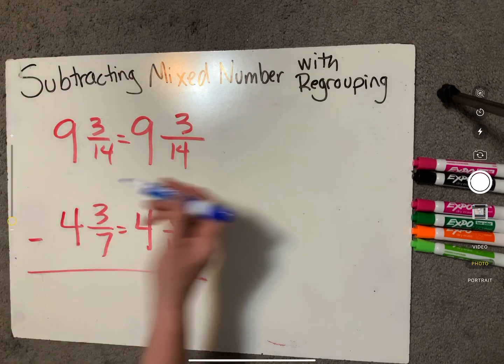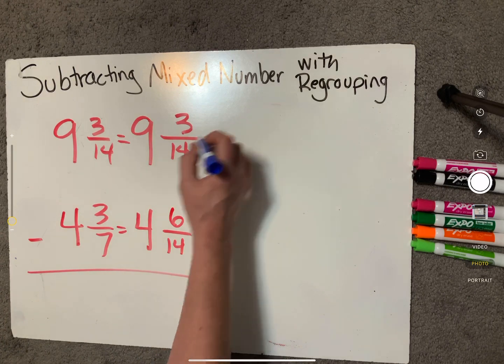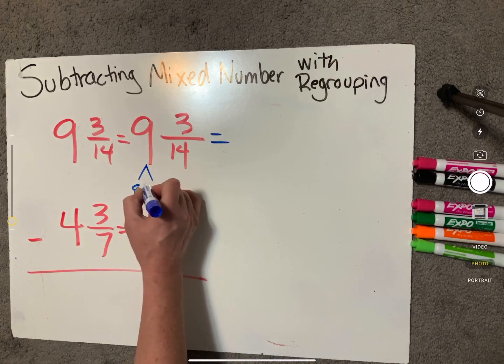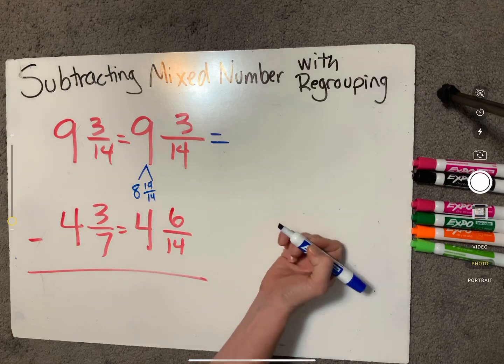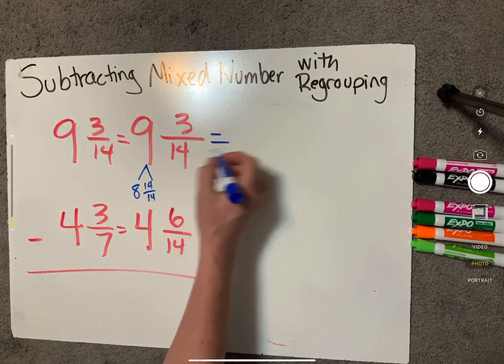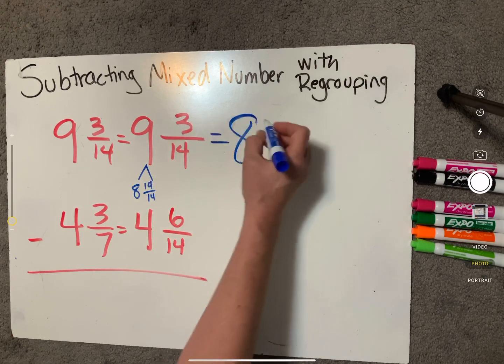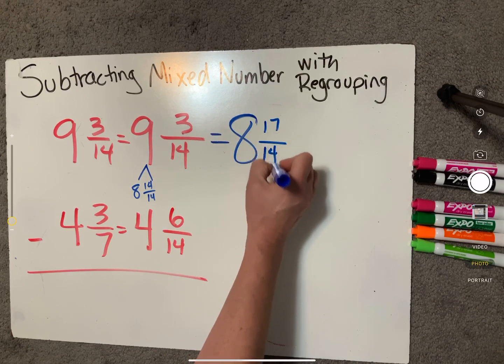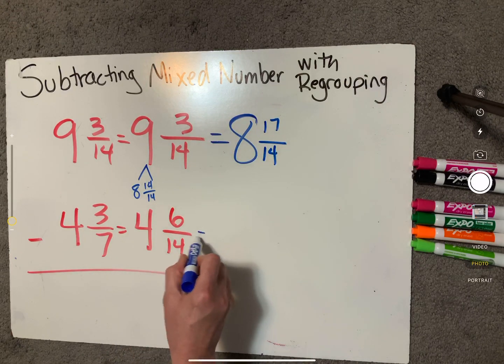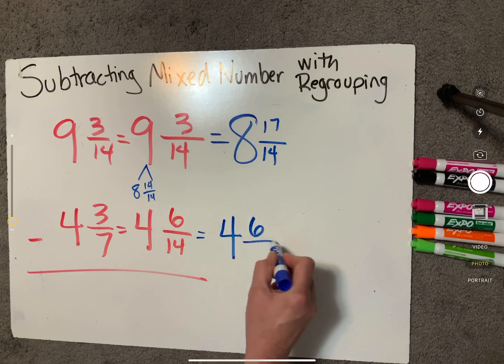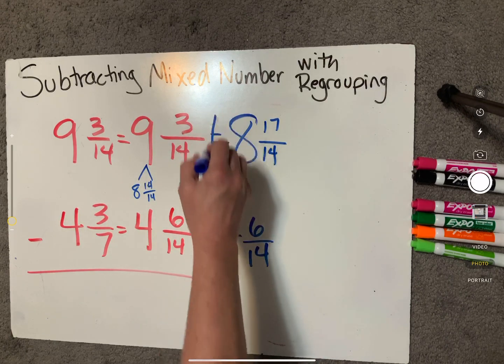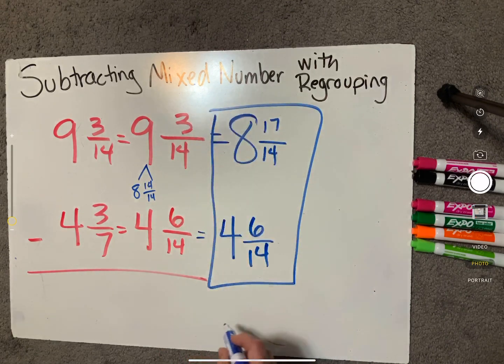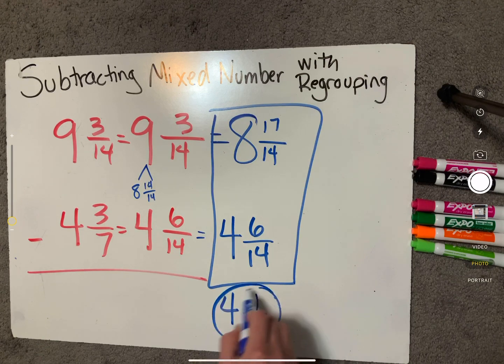Now, again, we can't take 6 from 3, so we need to regroup. So the 9 is going to be 8 and 14/14. So 8 is my whole number. 14 plus 3 is 17, and then we get 14. So same thing down here. We're going to keep this the same as we have because we're not regrouping that number at all. Okay, 8 minus 4 is 4. 17 minus 6 is 11. And our denominator is 14.